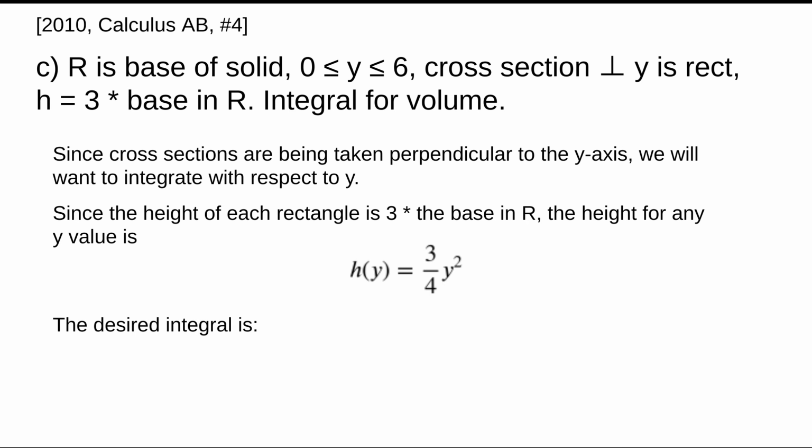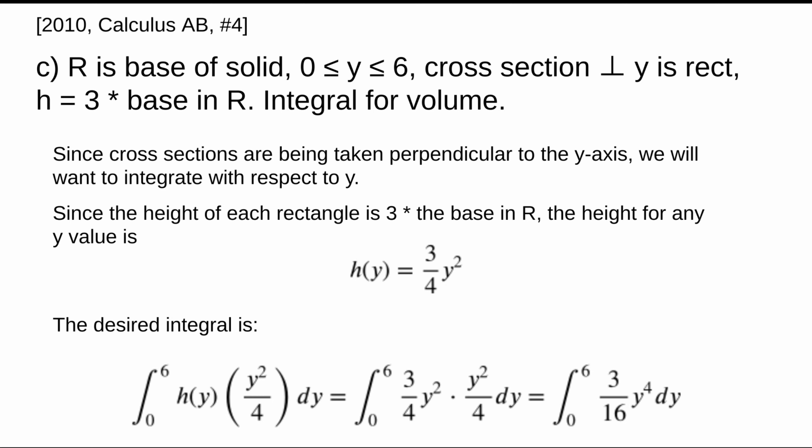So our volume, we have to integrate from 0 to 6, my height function, h of y, times the base function, which is y squared over 4 dy. That's the integral from 0 to 6 of 3/4 y squared times y squared over 4 dy, which turns out to be the integral from 0 to 6 of 3/16 y to the 4th dy.